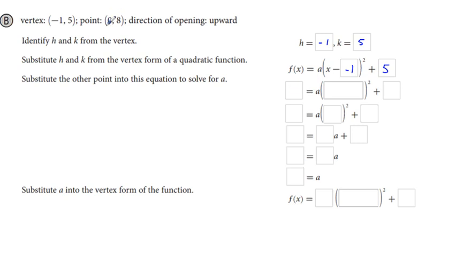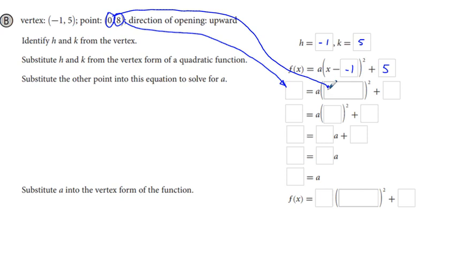So we're going to put in the point (0, 8). The 8 is going to go right here, and the 0 is going to go in place of the x. So we'll have 0, and we have minus -1, that's going to be plus 1. And then we have plus 5 over here, and then 8 goes over here.